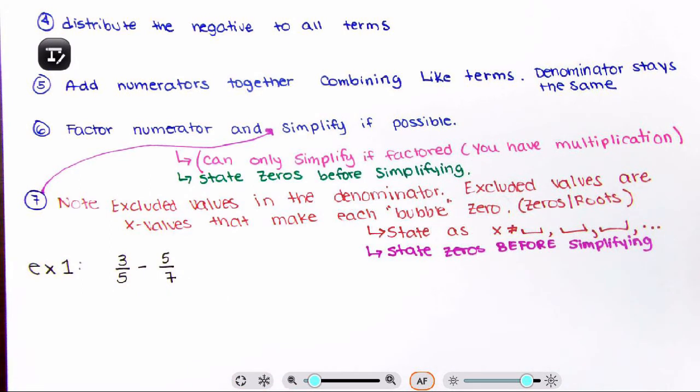Step number 2 is convert to common denominators. Multiply top and bottom. Find the least common denominator. So what you're sometimes going to see is you're going to see off to the side an LCD.